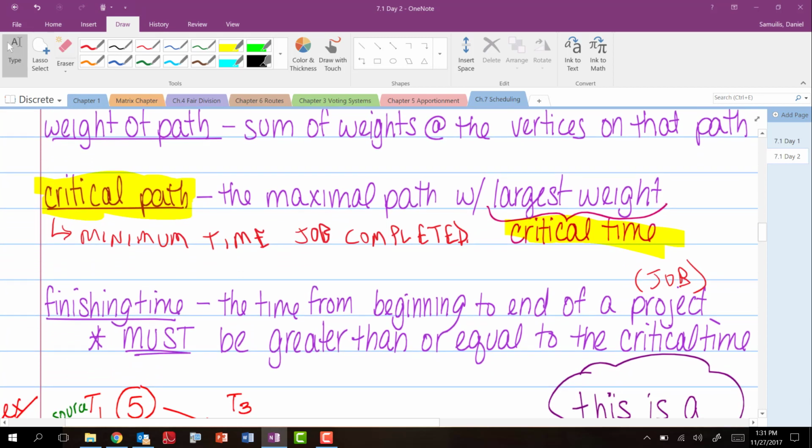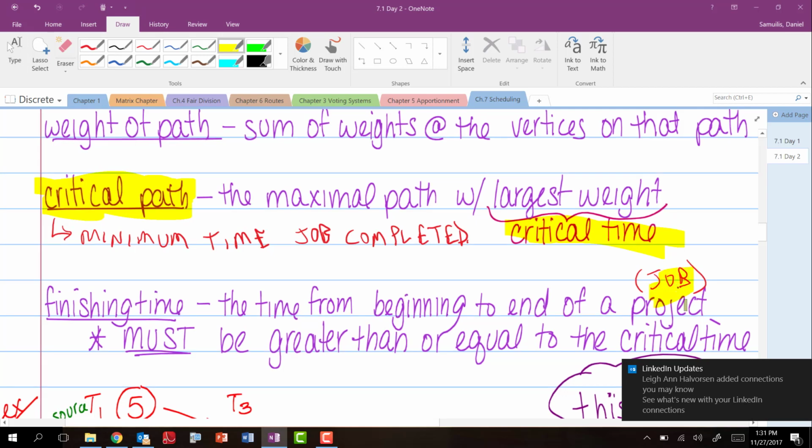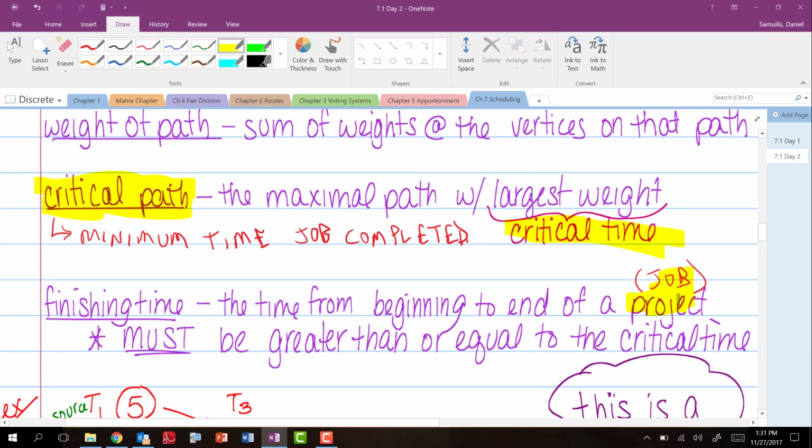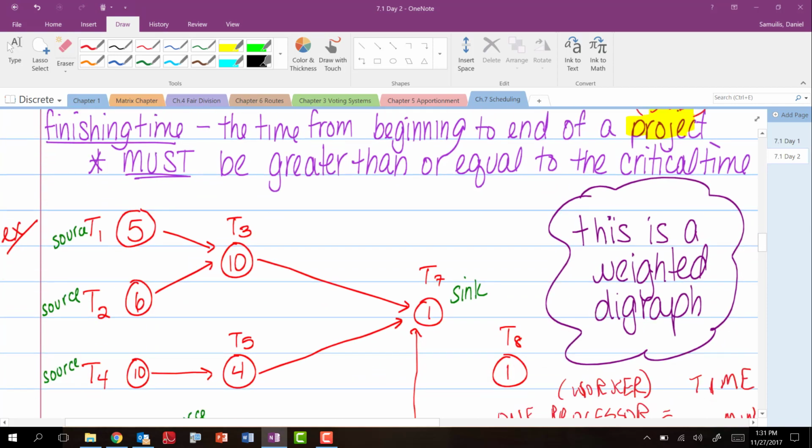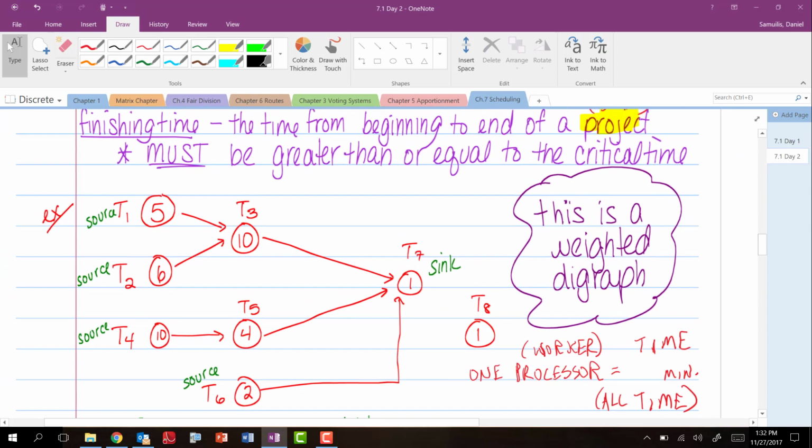Look at this graph and think about it. The finishing time is the time from beginning to end for the whole job. The whole job. Okay? It must be greater than or equal to the critical time. The critical time could be only the minimum amount of time a job is completed. And we'll talk about that with this next little graph here. And actually, I'll slide this up and pause the video. Go ahead and sketch this down.